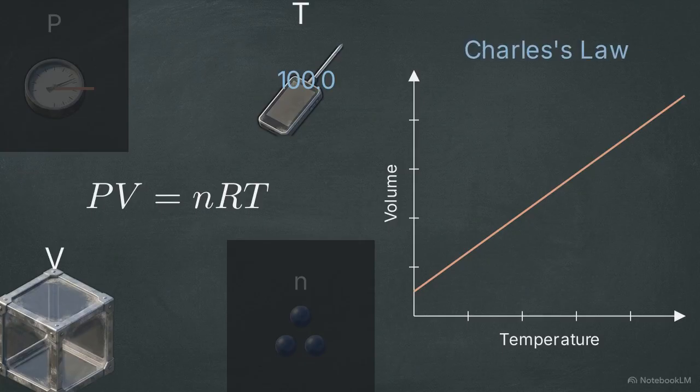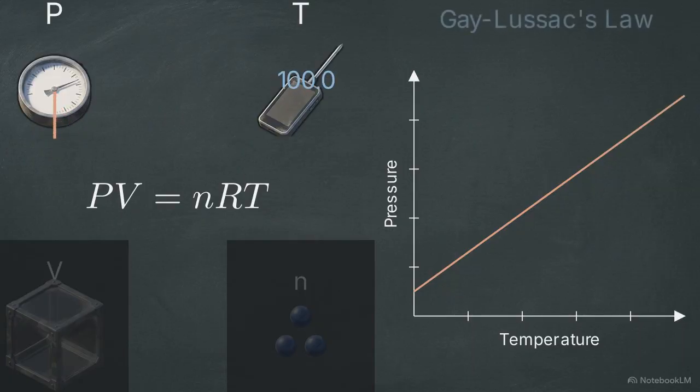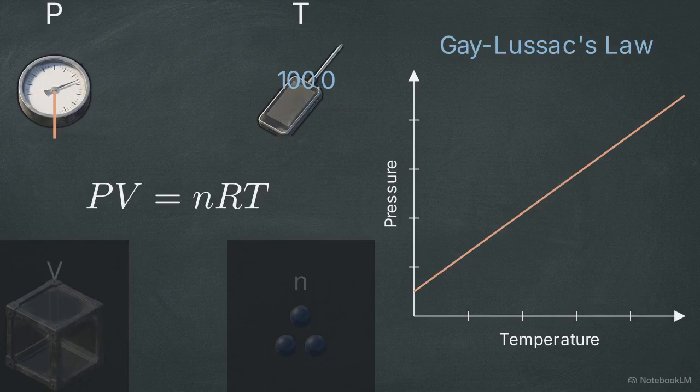Heating a gas increases its volume, tracing a linear upward slope. Resetting again, locking volume and moles derives Gay-Lussac's law, where heating a gas in a rigid container identically increases pressure.